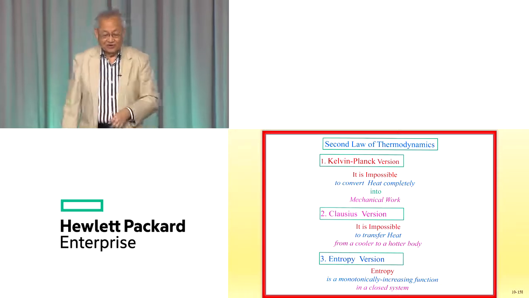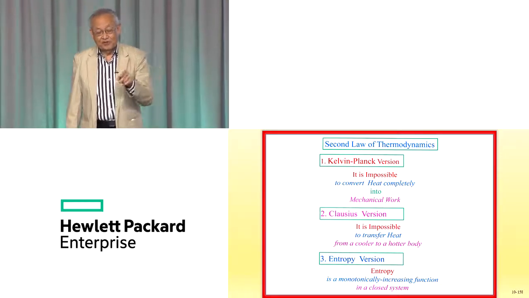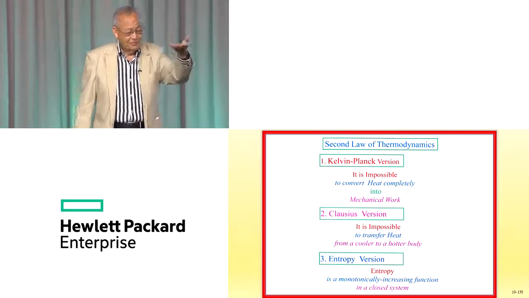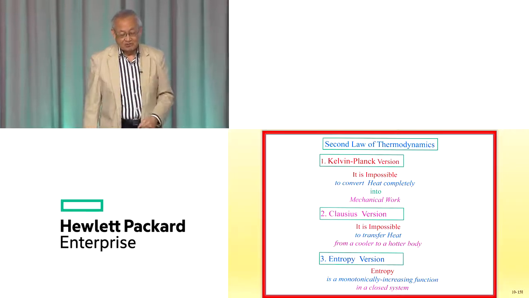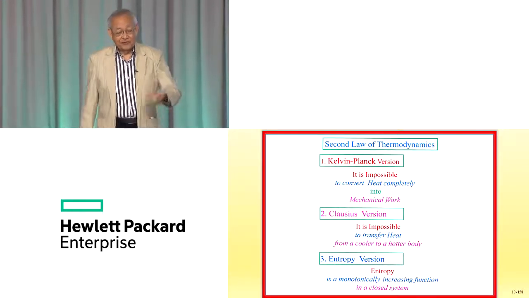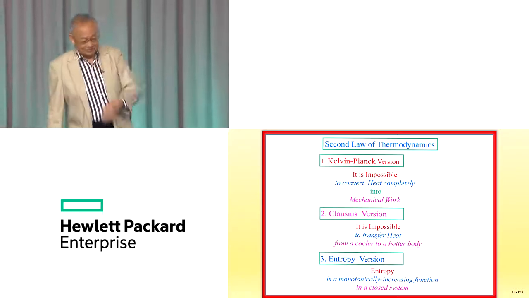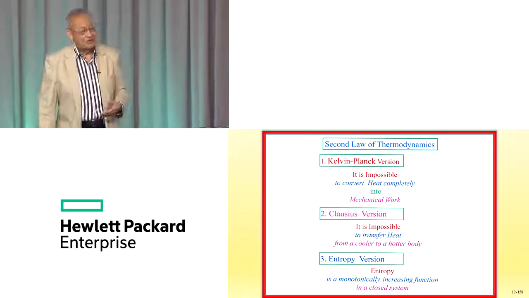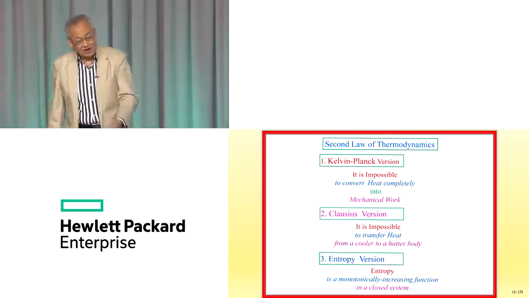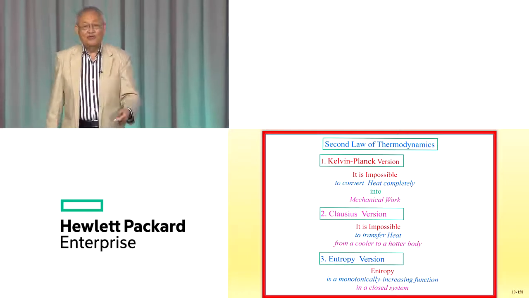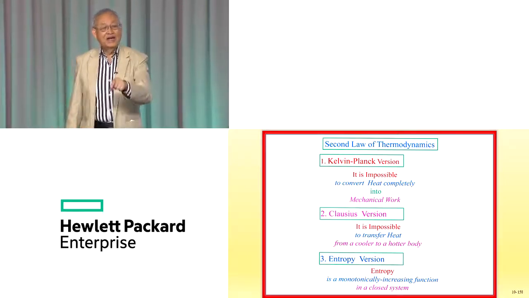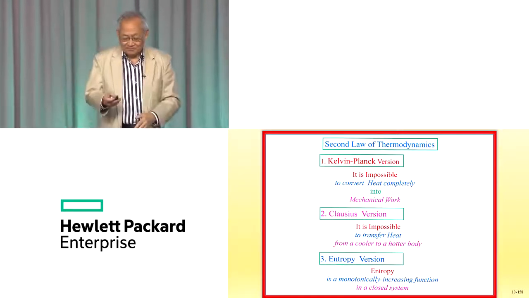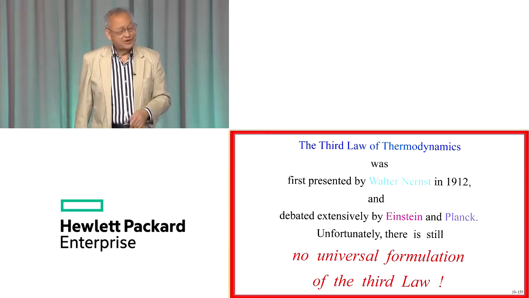There's the Kelvin-Planck version, which is that it is impossible to convert heat completely into mechanical work. That's why I say, every lunch has a minimum cost. There's a Clausius version, which says it's impossible to transfer heat from a cooler to a hotter body. Everybody knows that. Then there's the entropy version, which says that entropy is a monotonically increasing function in a closed system. They all read very differently, but the good news is that they're all equivalent. You can actually prove that one implies the other. So there's no quarrel. This is the second law. It's a clear, correct statement. Okay? But not true with the third law.